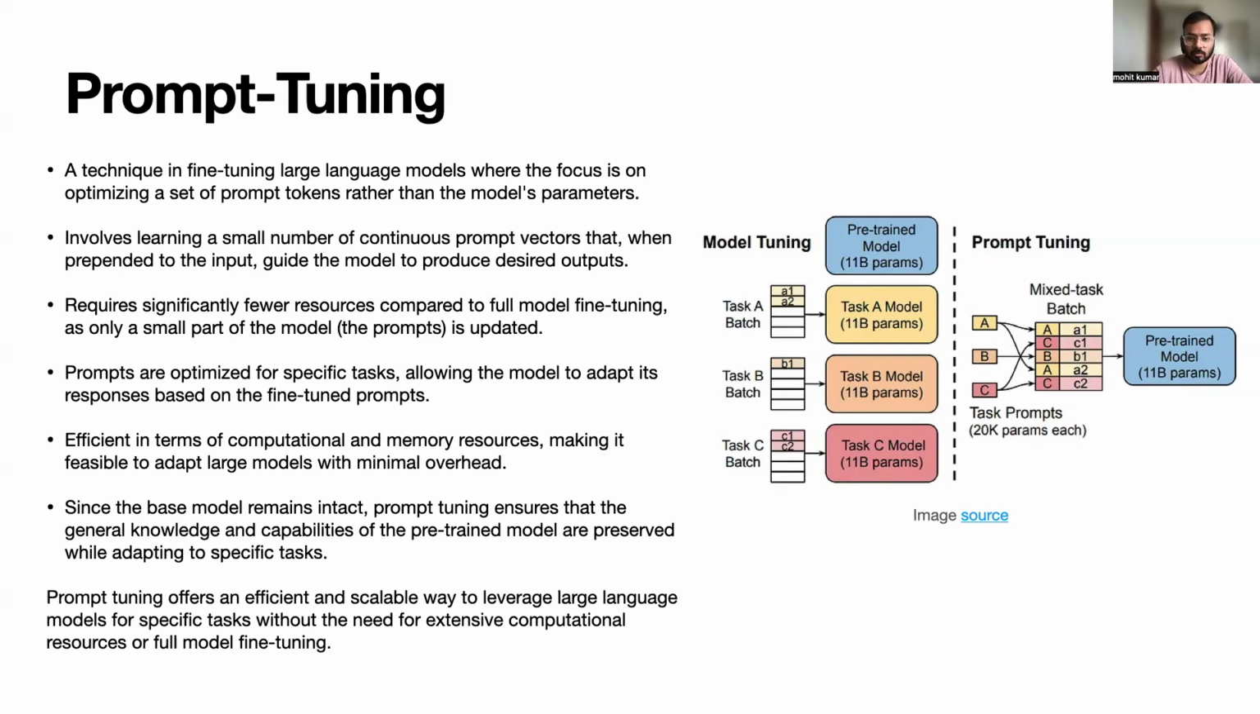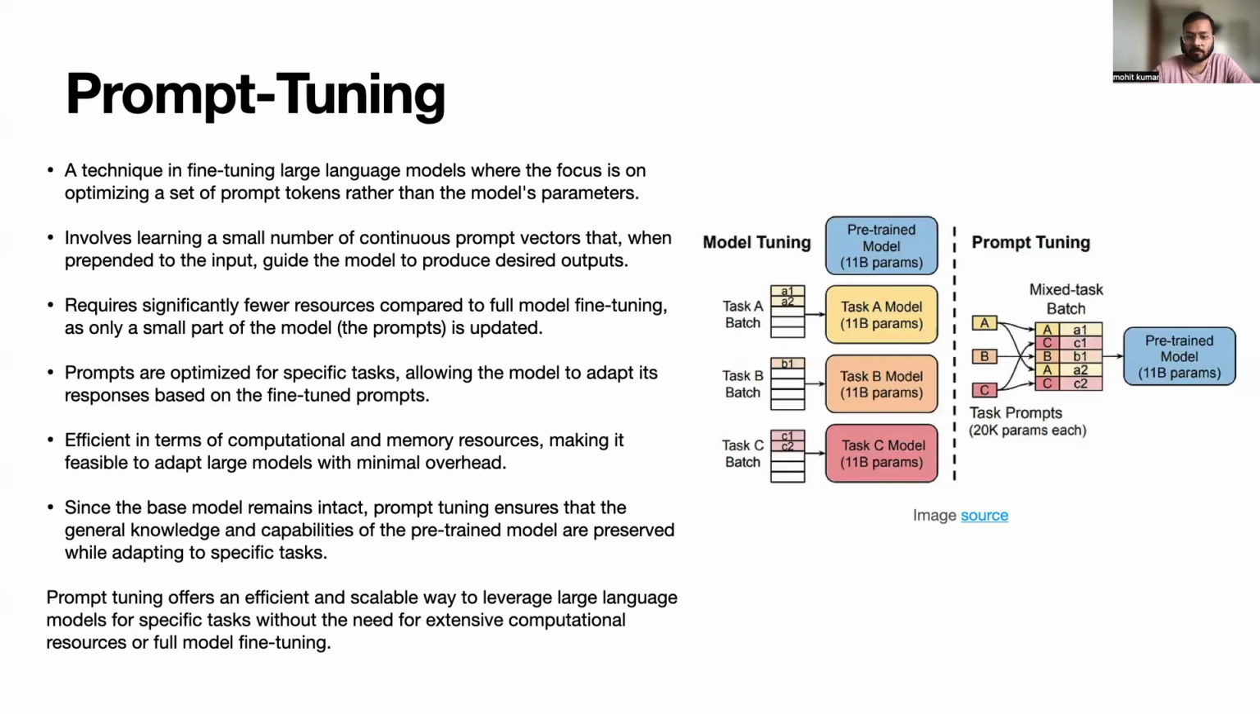So one thing you should notice in the figure here is that in model tuning, we are taking a bunch of data and we are creating different models for different tasks. So if let's say we have three different tasks and we have data for each of the tasks, we create three different models, one for each task, by tuning it on that particular data.